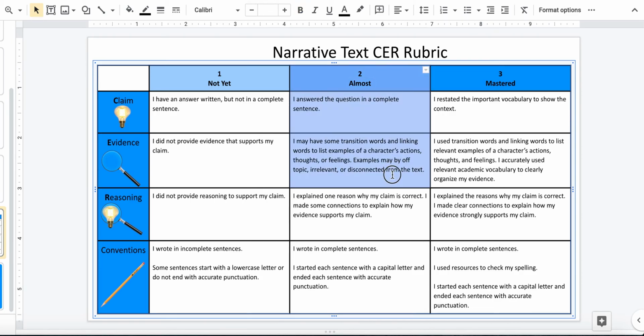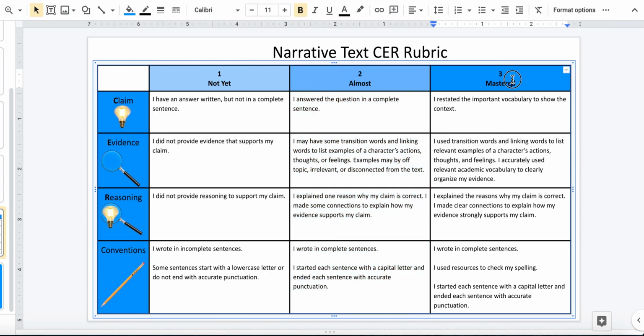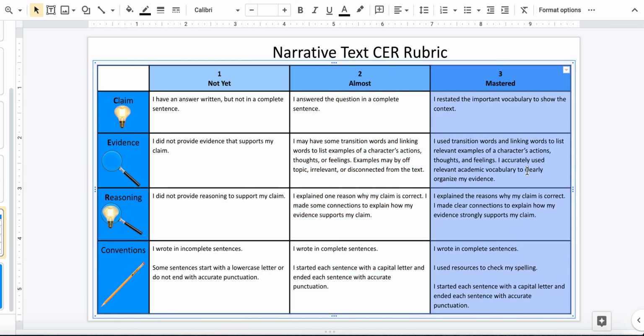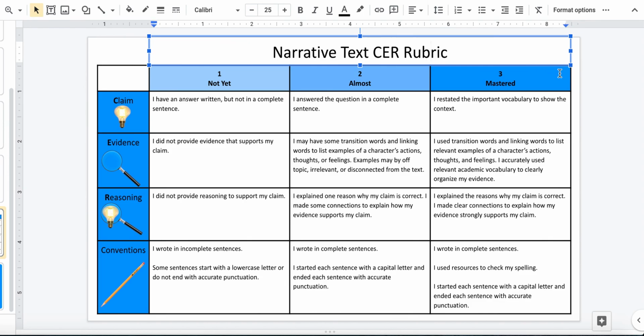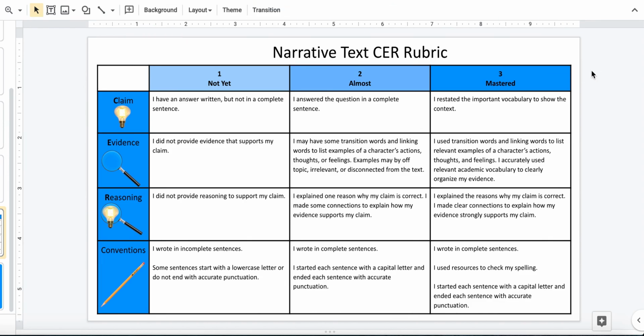Do you see how if you score at a 2, then it's pretty clear what you need to do to get to a 3? That's why rubrics are so great. These tools help you know, if I'm at a 2, now I know what I have to do to get to a 3. So use your rubric to help you figure out what you need to do to master the CER, which stands for Claim, Evidence, Reasoning. This is all about your opinion and supporting your opinion with evidence and reasoning.